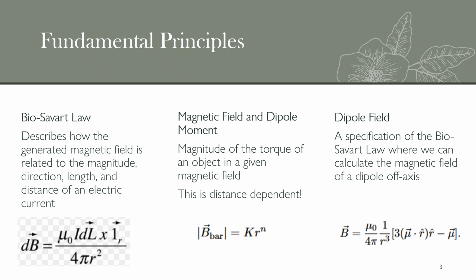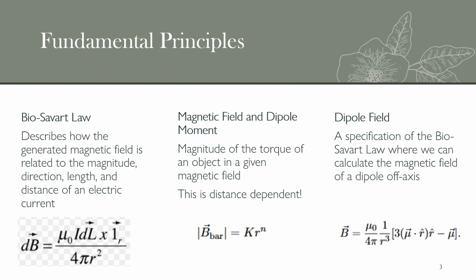So a couple of fundamental principles that we'll be using in this lab. First of all, the Biot-Savart law, which basically describes how the generated magnetic field is related to the magnitude, direction, length, and distance of an electric current generating that field. And in this case, we're going to treat the bar magnet as a loop of current. A formula for that is below. And related to that, like a specific version of the Biot-Savart law, is the dipole field formula, where we can calculate the magnetic field of a dipole off axis rather than on axis.